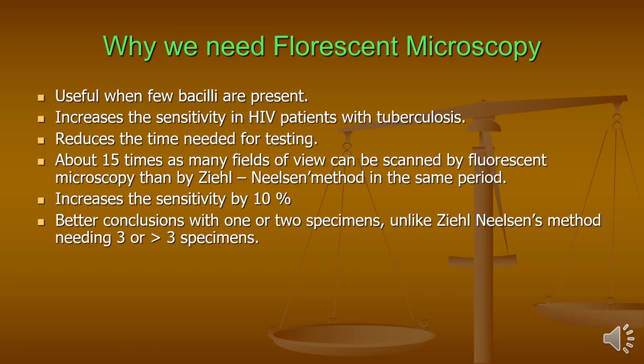So why do we need a fluorescent microscope? It is useful when few bacteria are present, increases sensitivity in HIV patients with tuberculosis, and reduces the time of testing. Around 15 times more fields can be seen using fluorescent microscopy. The sensitivity is increased by 10%. It gives better conclusions with 1 or 2 specimens, unlike ZN stain. So in the ZN method, you require 3 or more samples. Here 1 or 2 samples are mostly sufficient.